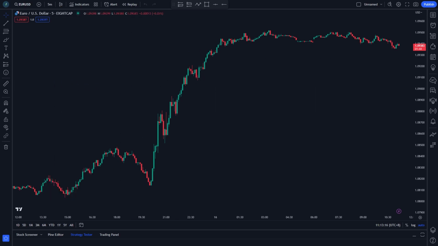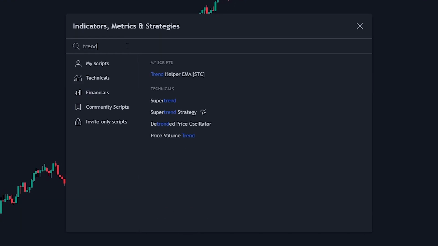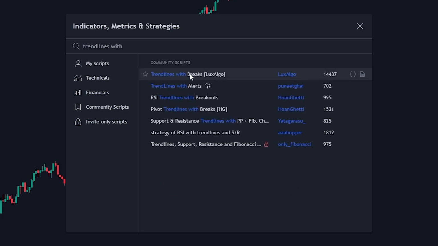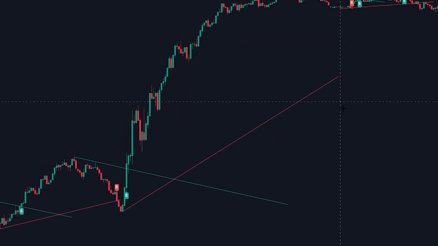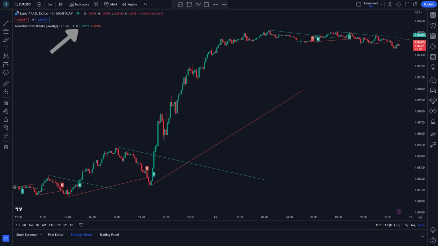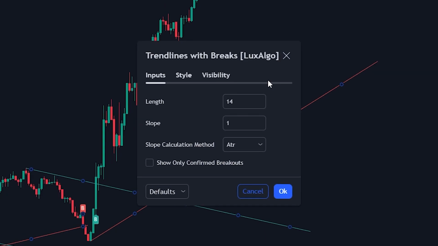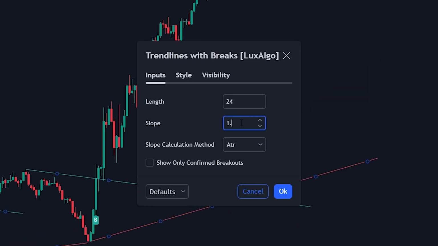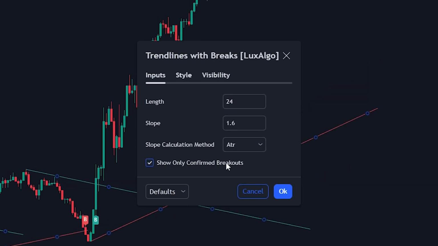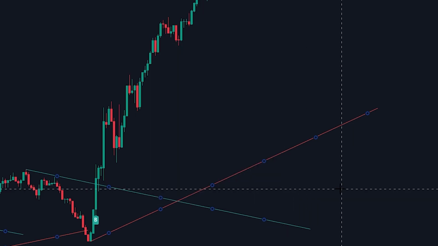You can go to the indicator menu at the top, search Trend Lines with Breaks by LuxAlgo, and select it. Once selected, you need to adjust some settings. In the input settings, modify the length to 24 and the slope to 1.6. Don't forget to check the Show Only Confirmed Breakouts option.